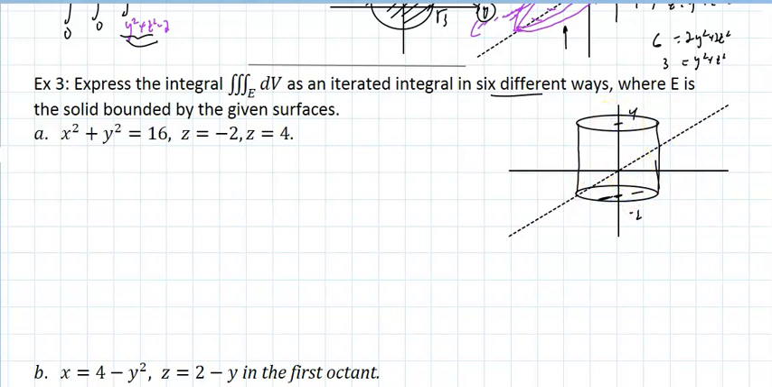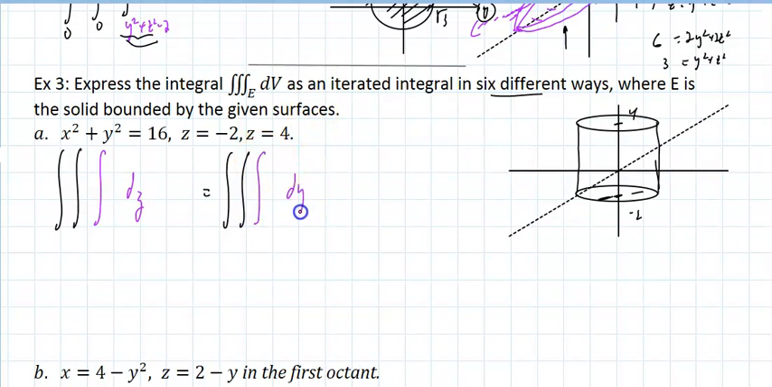So let's do the simplest case scenario. The simplest case scenario is me looking at this from the z direction. From the z direction, I'm running from the bottom, exiting out of the top. Well, that's simple. That's z equal negative 2, z equal 2. That's a plane. That's no problem.